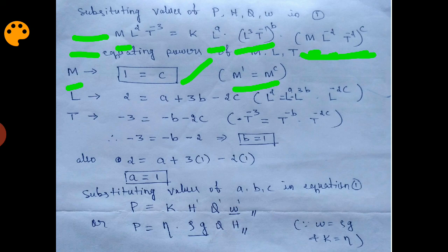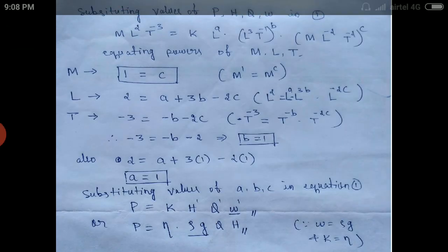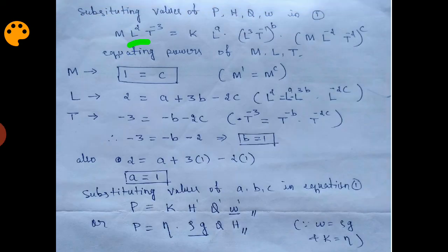Then next, consider the L term. So equate the powers of L. In the LHS we have L squared, so it is written 2 here. In the RHS we have L raised to a, L cubed raised to b, then we have L raised to minus 2 raised to c. It is written here as a, only considering powers, plus 3b minus 2c. So the simplification is shown here. You can see, only taking the L term and its power, L squared is equal to L raised to a, L raised to 3b into L raised to minus 2c. So that is written like this.